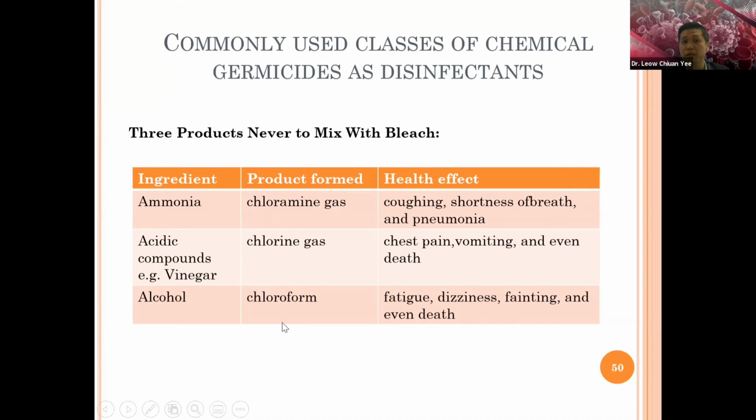And most importantly, once chloroform is formed, it is odourless. You feel nothing at all. So this needs to be watched out for. All right.